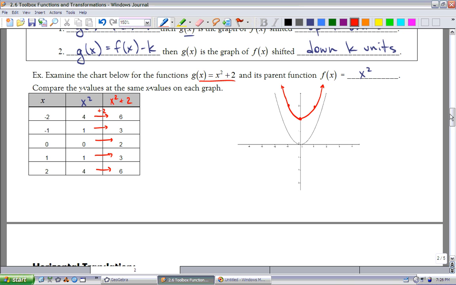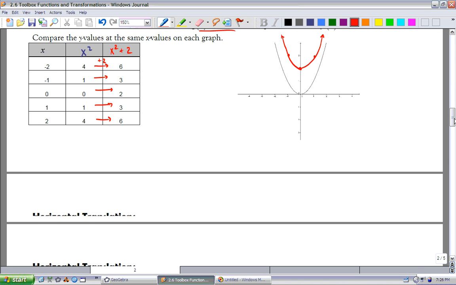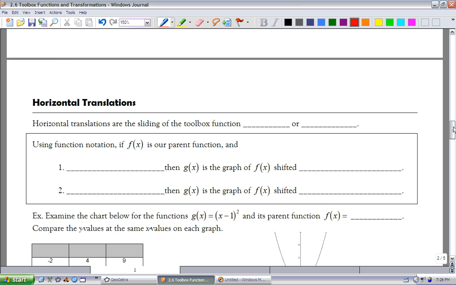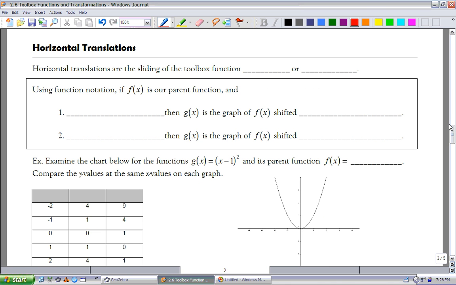And so anytime you take a function and you add or subtract from it, you can really just think that you're adding or subtracting from the y values of the parent function. It's important to see that the function and y values are synonymous.